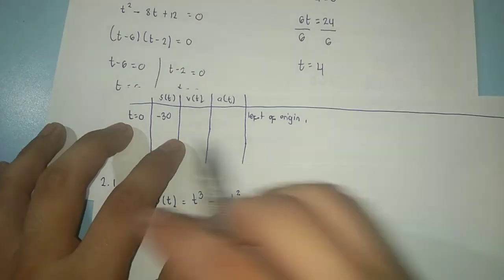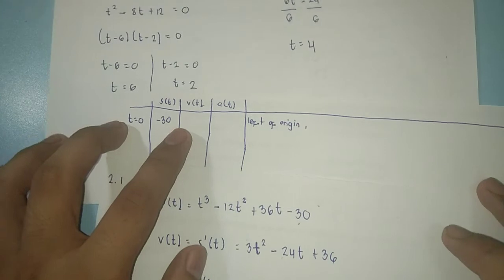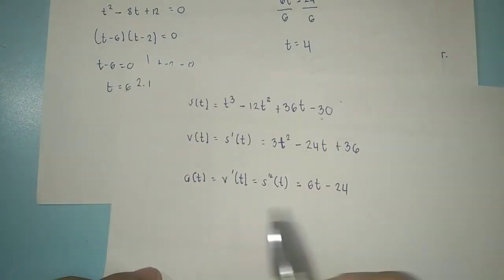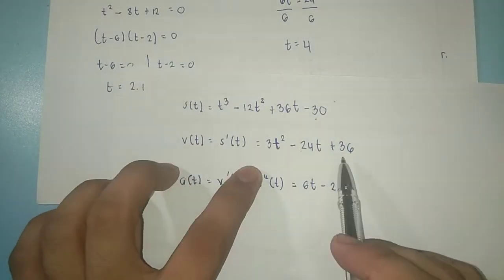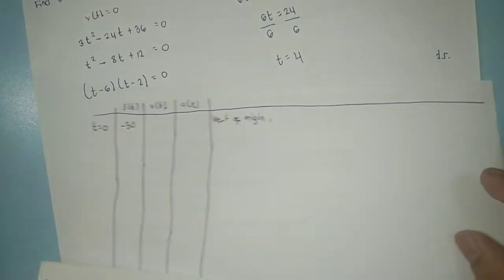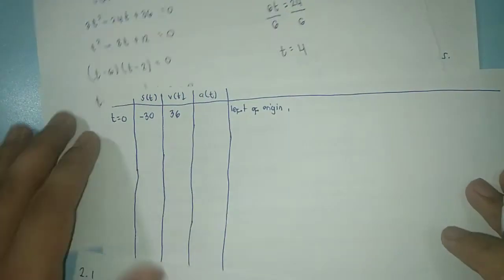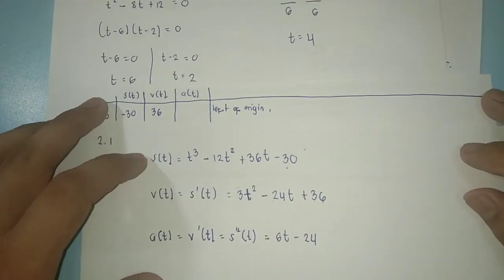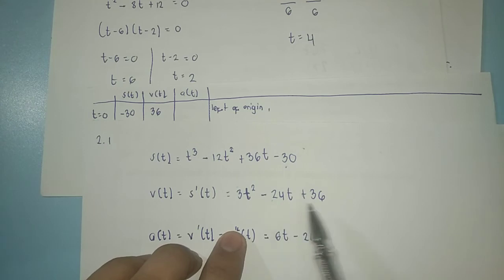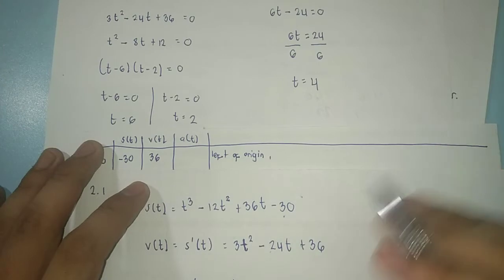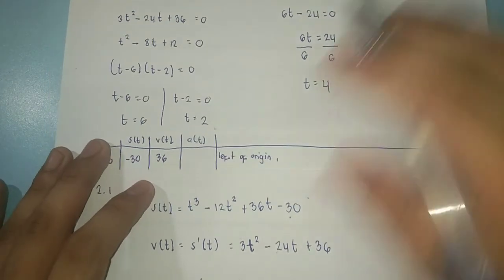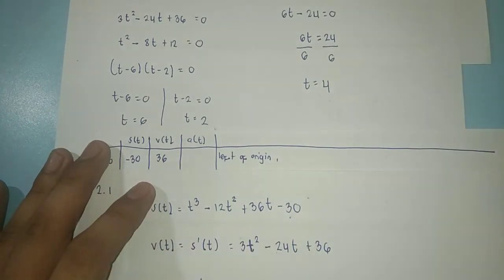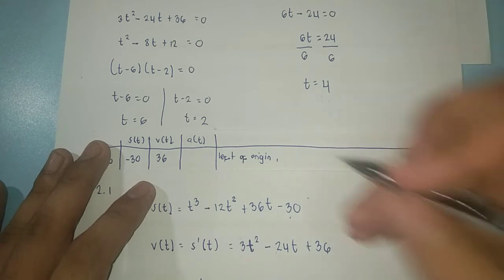Okay? So, next. So, kunin natin yung velocity. So, substitute natin yung 0 dito sa velocity. So, that is 36. So, pag sinubstitute natin dito, ang hirap, ang daming papel. So, sinubstitute natin dito, 36 yung lalabas. So, ibig sabihin, saan nag-move? Anong direction yung particle? Sa right side, no? From negative 30, nag-move to 36. So, towards right.